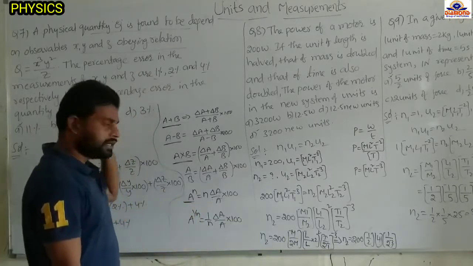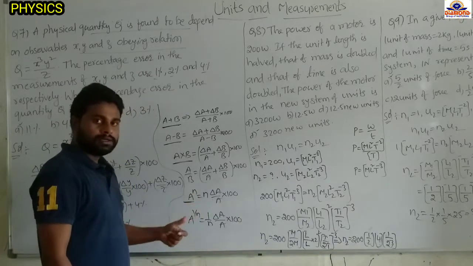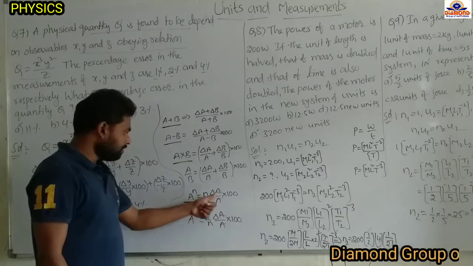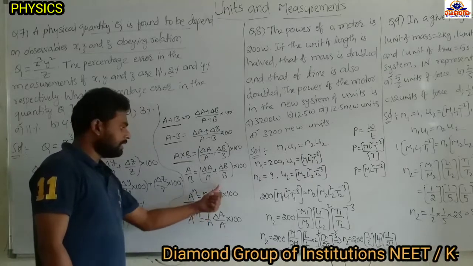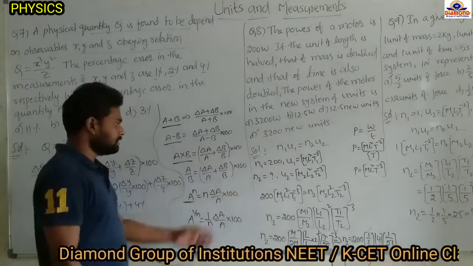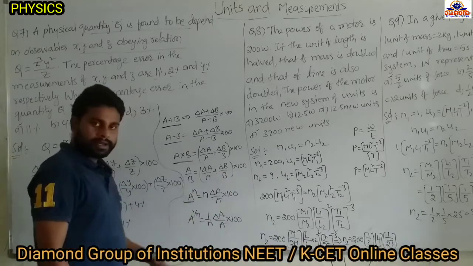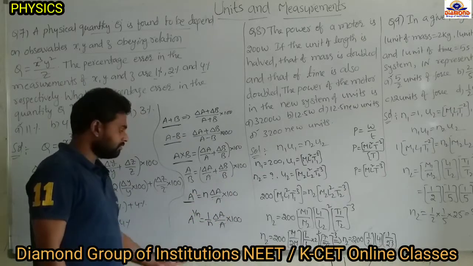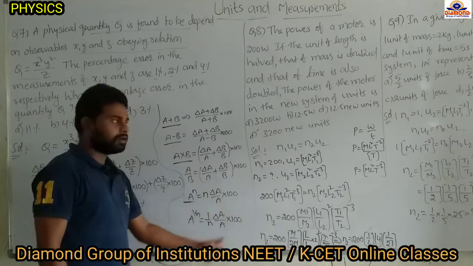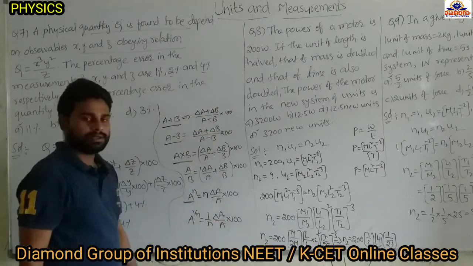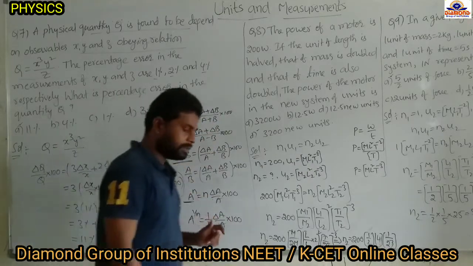Then if a quantity is expressed in terms of a power n, the percentage error is: n will come in front, n into del a by a into 100, percentage error. If a power 1 by n is there, then 1 by n will come in front, 1 by n into del a by a into 100. So remember these formulas, we can solve any problem on percentage error very easily.